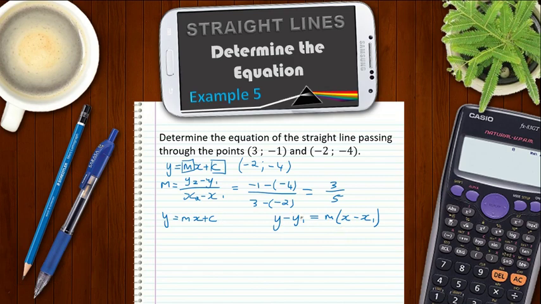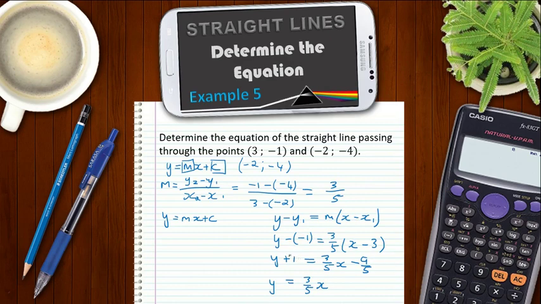So if I say y minus, and I can substitute in any of these 2 points, so let's substitute in the first one, y minus -1 equals to, so the gradient we saw was 3 over 5, and then x minus x1, which is just 3. And then we just put it back into its standard form. So this becomes y plus 1 equals 3 over 5 x minus 9 over 5. And then we finally just want to isolate y.